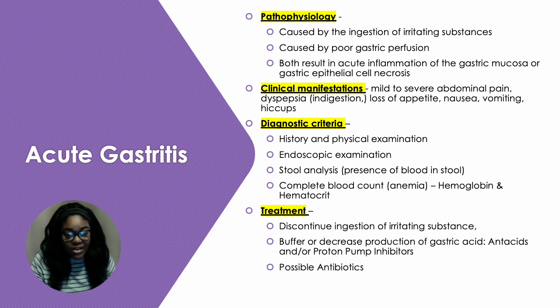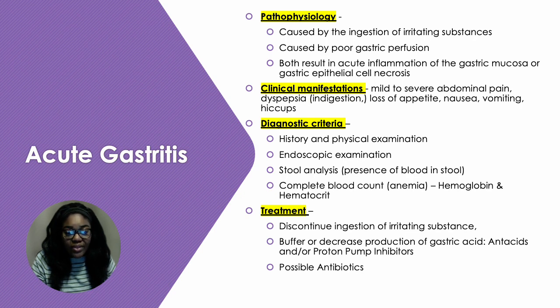As far as your diagnostic criteria, of course, you have to be diagnosed by a healthcare provider. You'll have an endoscopic examination, so that's when they're going inside of the mouth through the esophagus, inside of the stomach, to see how extensive the abrasion is, or see how the epithelial cells or that gastric mucosa, how damaged it is. You may also get a stool sample or stool analysis, and what they're looking for is the presence of blood in the stool.